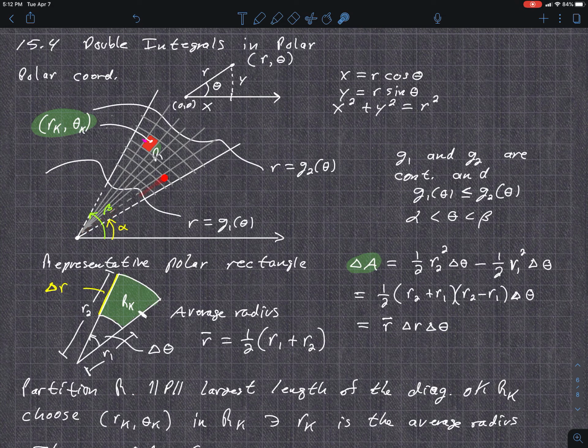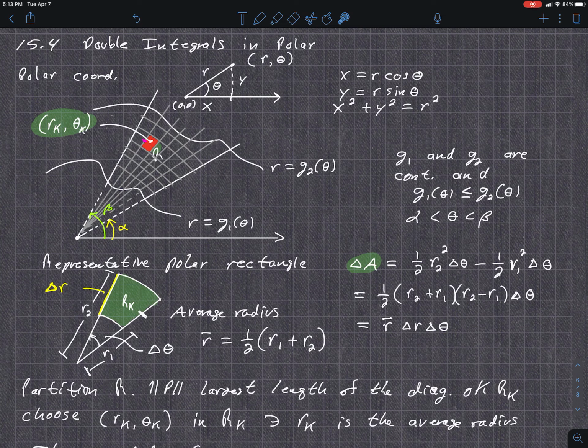And then what we do is we will partition the region. So this whole thing is your region R. You partition the region R, but what you get are not exactly rectangles. You get what's called a polar rectangle. So let's look at this rectangle down here. I'll leave it like that. So you have r1 and r2. Write that down.